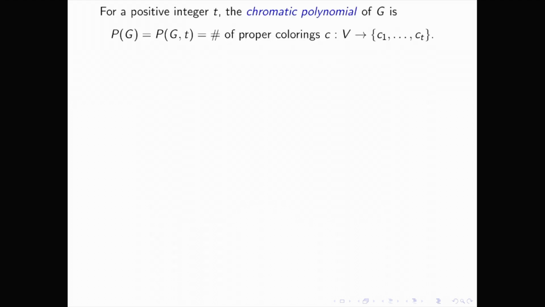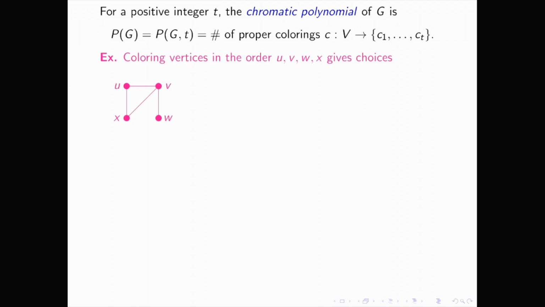So I'm going to define the chromatic polynomial of a graph to be the number of proper colorings that I get if I have a set with T colors. That's denoted P of G, or P of G, T if I wanted to denote the number of colors I'm allowed to use. Now, it's not at all clear why we should call this a chromatic polynomial, but let's go back to our example and see what happens.